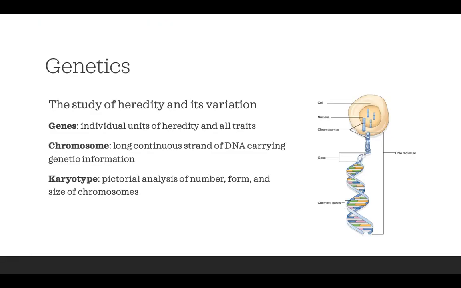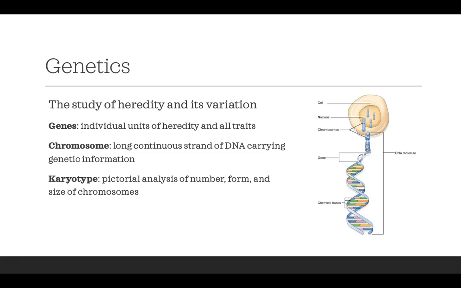So now we're going to take a look at genetics. Genetics is the study of heredity and its variation. Genes are the individual units that make up DNA and are responsible for heredity and for the traits that each individual expresses, such as having green eyes. A chromosome is a strand of DNA that carries genetic information. Humans have 22 sets of chromosomes in addition to the sex chromosomes. And a karyotype is a pictorial analysis of the chromosomes.